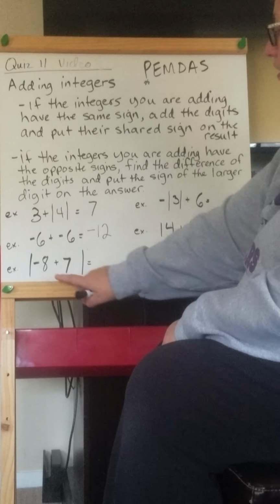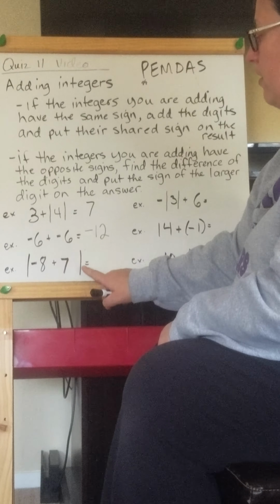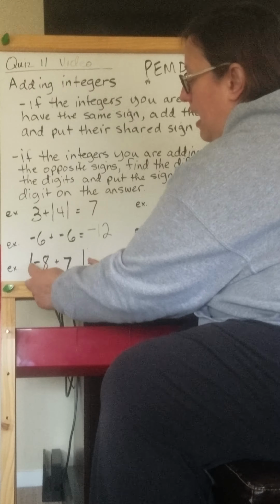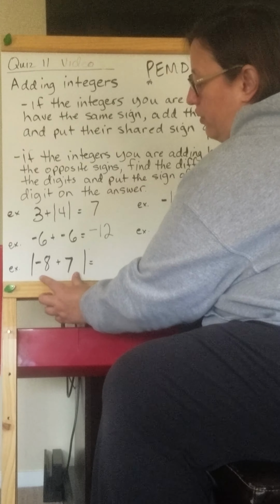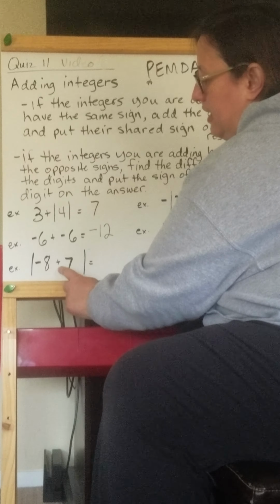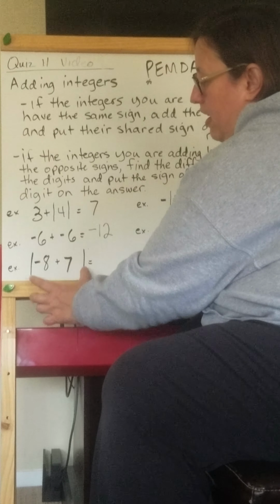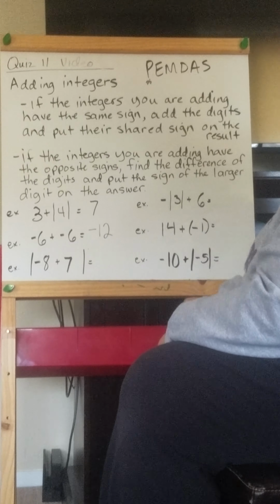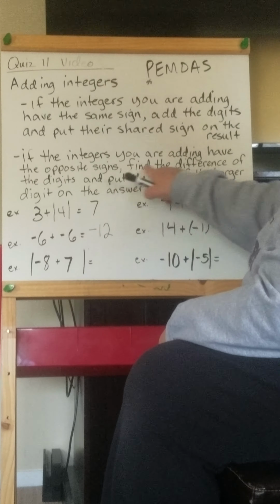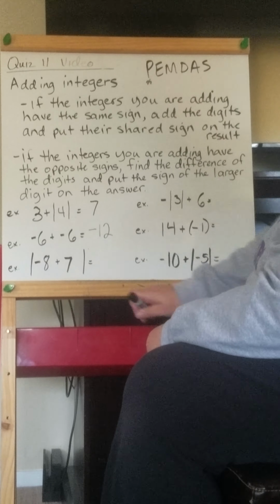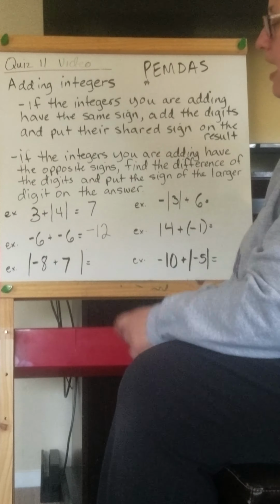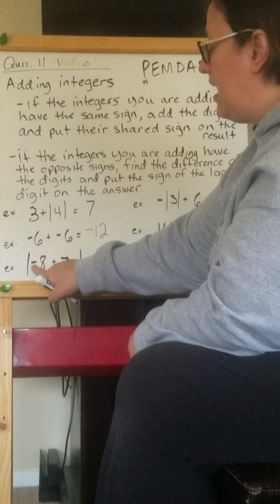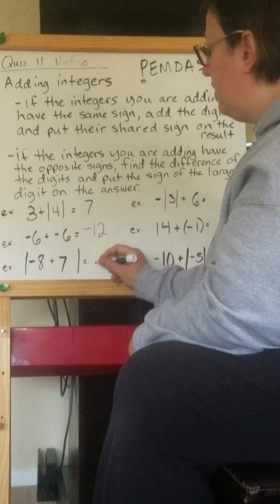All right, next, find the absolute value of minus 8 plus 7. Okay, so we have to do everything in this absolute value first. So let's figure out what minus 8 plus 7 is, and whatever that result is, we've got to get our absolute value. So minus 8 plus 7, they have the opposite sign, so we need to find the difference. The difference between an 8 and a 7 is 1. And it's going to be a negative 1 because 8 is bigger than 7.